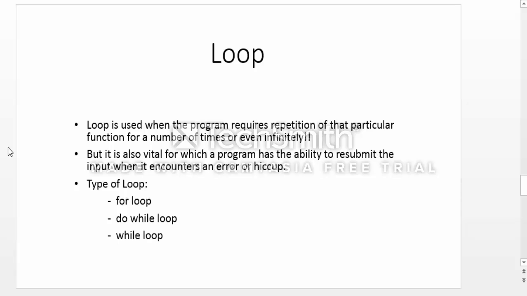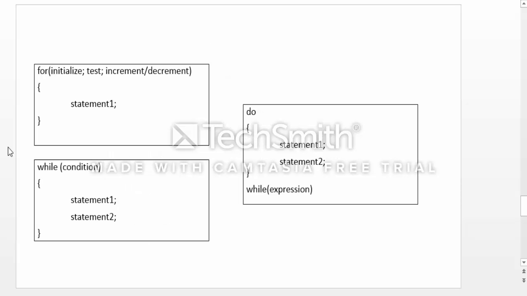Loop. There are three types of loop used, consisting of for loop, do-while loop, and while loop. A loop is basically used when the program requires repetition of a particular function for a number of times, or even infinitely. This is the fundamental way of writing for loop, do-while loop, and while loop.